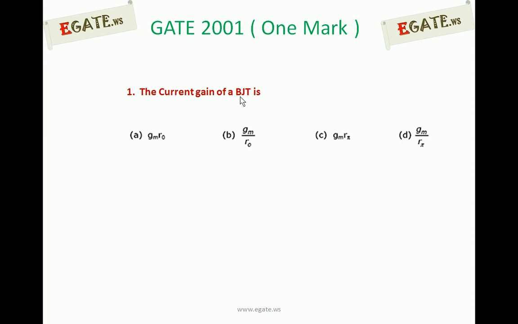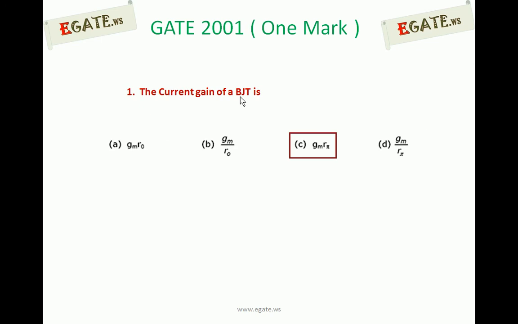The current gain of a BJT is: A. gm r0, B. gm by r0, C. gm r pi, D. gm by r pi. The correct answer for this question is C, gm into r pi.